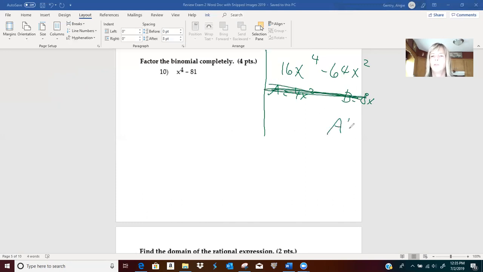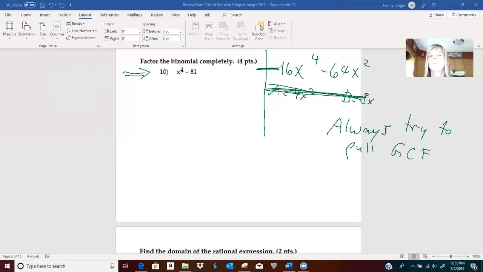You always try to pull a GCF before you ever start saying, is it a binomial? Is it a trinomial? Is it simple? Is it over the top? What is it? You always try to pull a GCF. In the previous case, there wasn't one. There's nothing in common between x to the fourth and 81. But in this particular case, there is something in common.